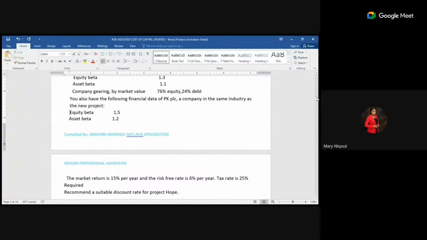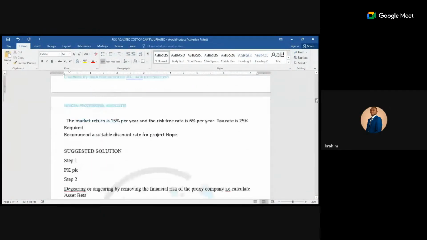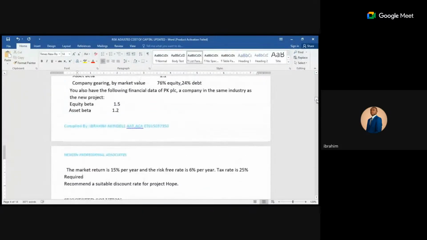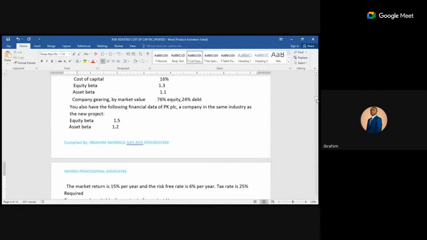Do we still have to ungear? They give us asset what? Asset beta. Okay. Thank you so much. I like that. Makes sense. Now, instead of us to calculate the ungeared, right? The asset beta is given to us already. So we need to save our stress. We need to save our energy for something else.